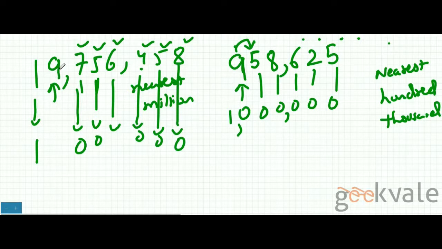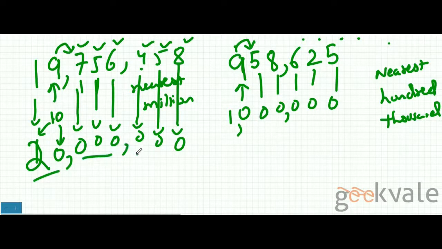Now will that 9 stay as it is, or do we add 1 to it? The digit right next to it will decide. It's a 7. That means we add 1 to that 9. The 9 will become 10. I cannot write down 10 here. So after adding 1 the 9 became 10, the 0 goes there and the 1 goes to the number on the left side, and it becomes 2. The nearest million to this one, in this case, is 20 million.